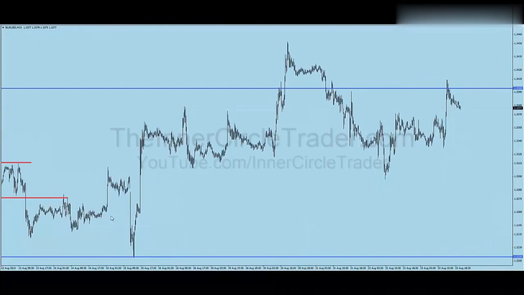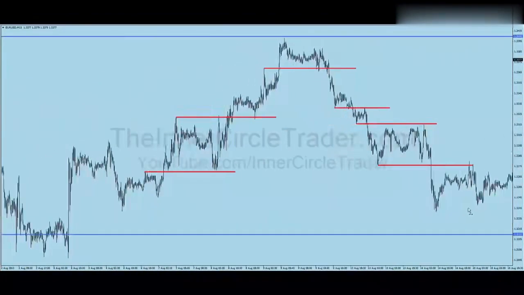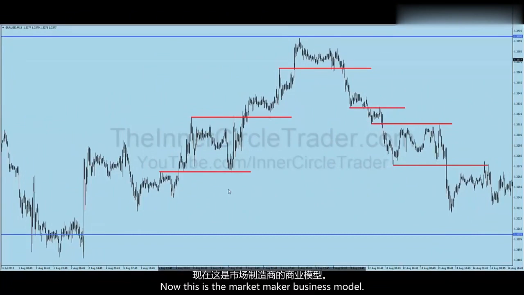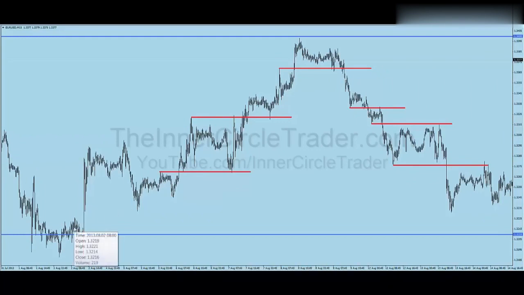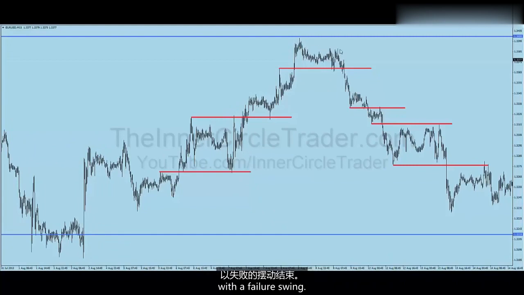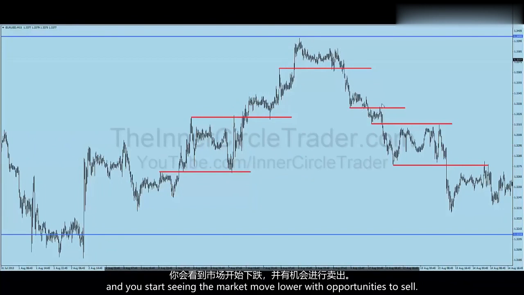So I was asking you when we were doing our first episode, what you saw here. Okay. Now this is the market maker business model. Okay, and we'll talk more about this as we go along, but we generally see a consolidation, a rally, a retracement, then another leg up, and a pause, and a leg up, and an eventual reversal with a failure swing. In other words, there's a high, it fails to go higher, and then it breaks down. Then you start seeing the market move lower with opportunities to sell.